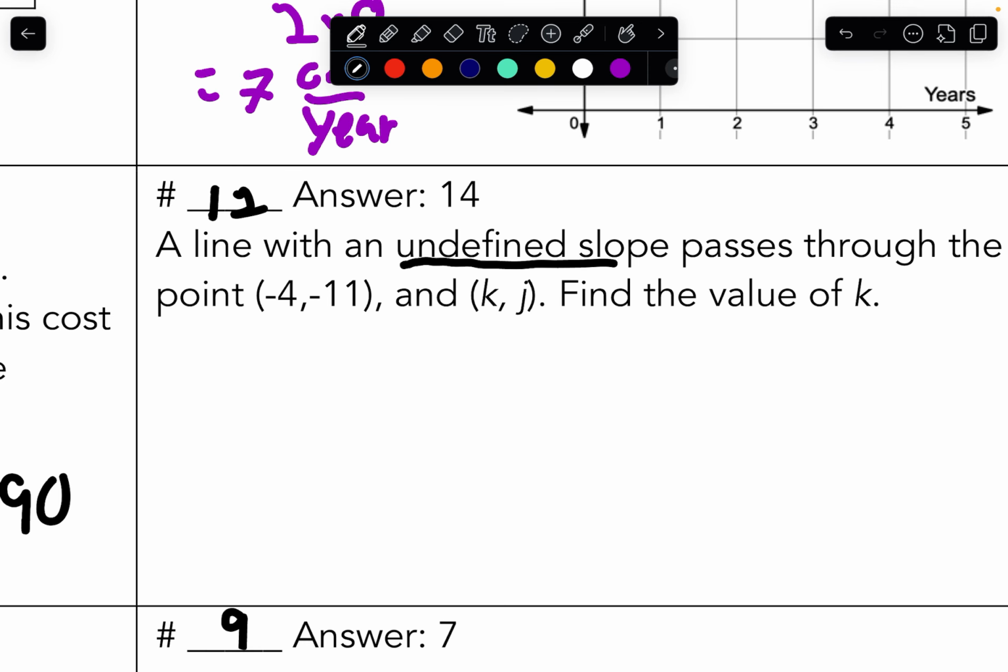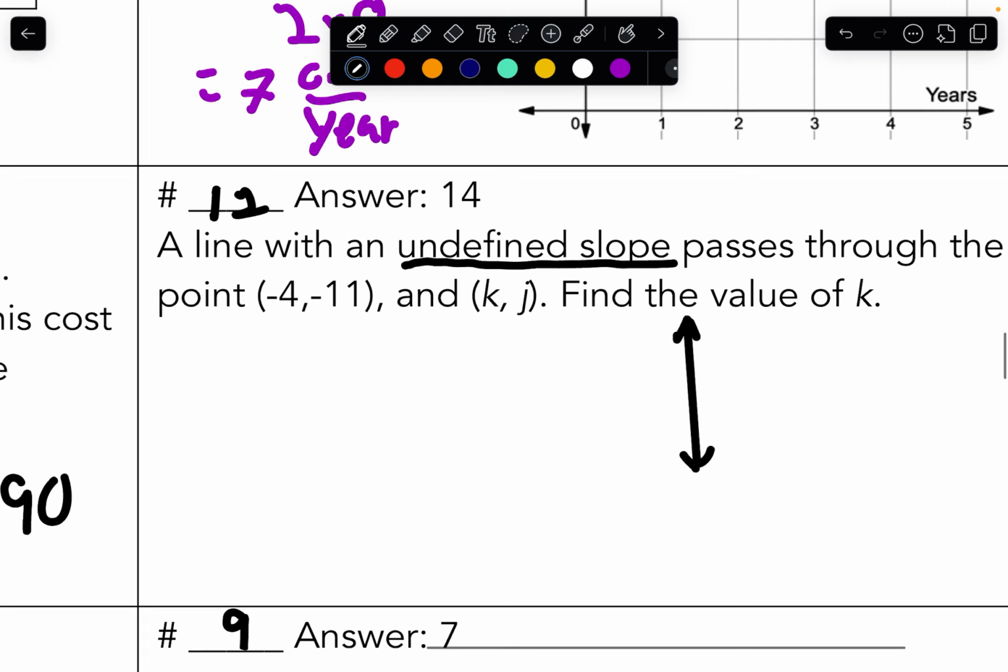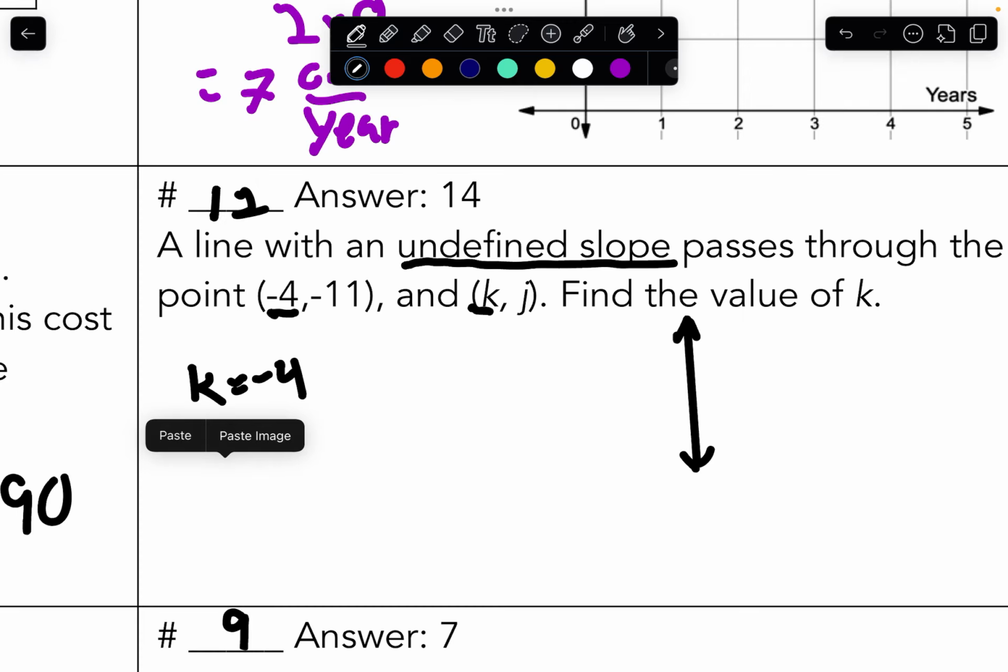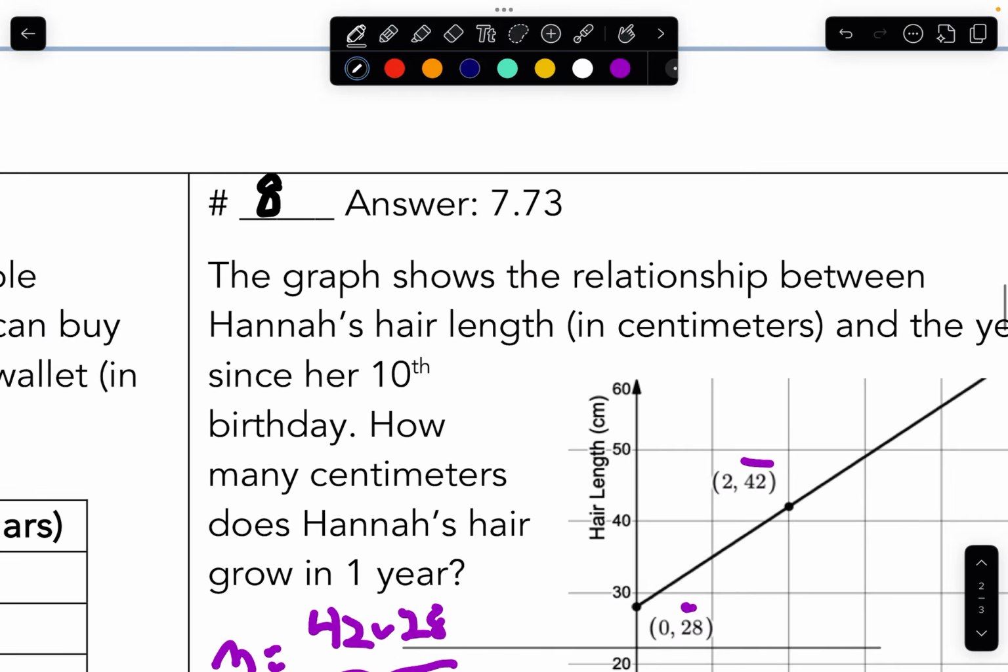Undefined slope. Find the value of k. Undefined slope means it's a vertical line. It goes straight up and down, all right? Which means it has the same x values. If it had said horizontal or 0 slope, then it would have the same y values. Since it has the same x values because it's undefined, k must be -4. So we're looking for -4 as an answer.